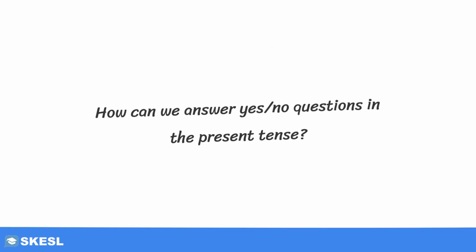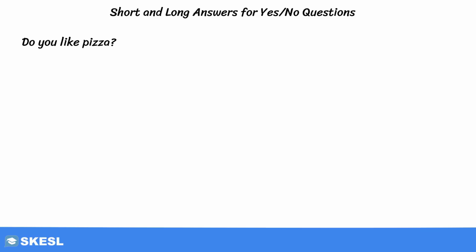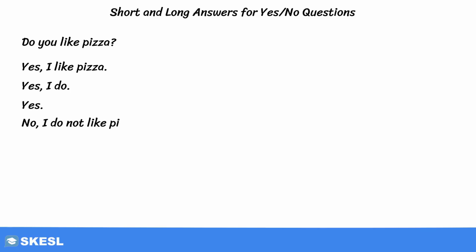How can we answer yes/no questions in the present tense? We can answer yes/no questions with short or long answers. Look at the different answers for this question. Do you like pizza? Yes, I like pizza. Yes, I do. Yes. No, I do not like pizza. No, I don't like pizza. No, I don't. No. Now, let's look at a yes/no question that starts with a be verb.